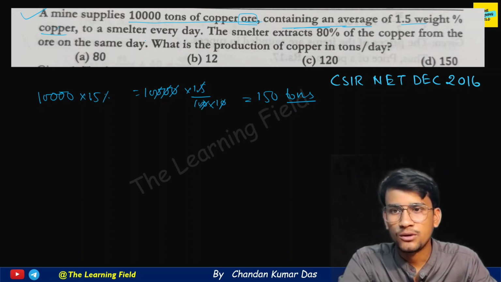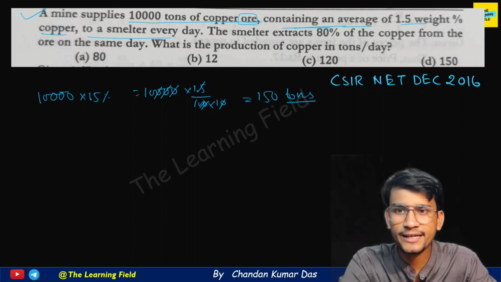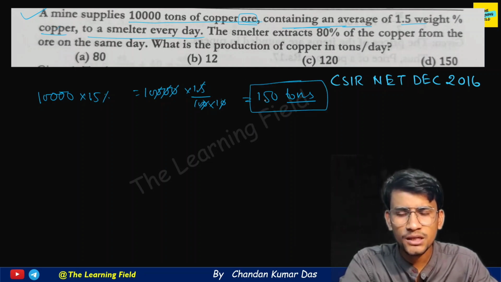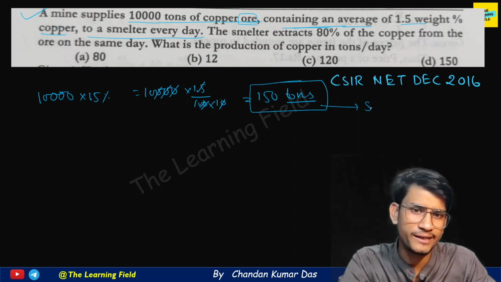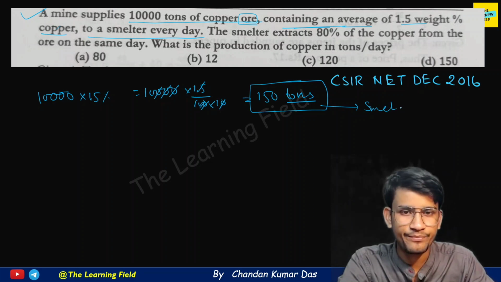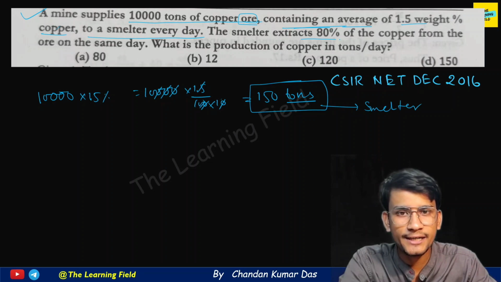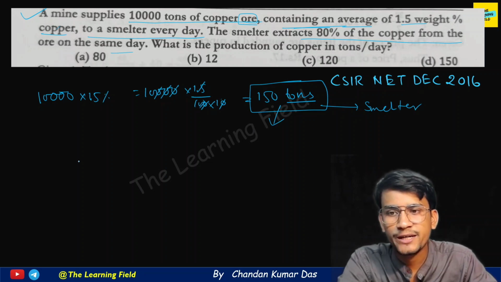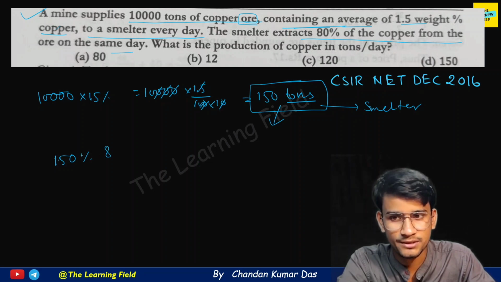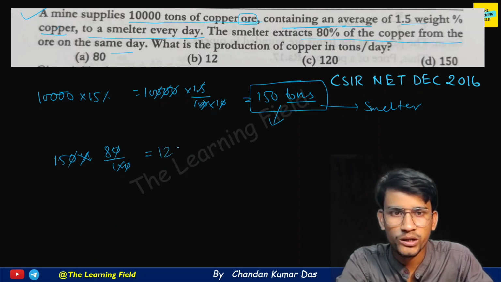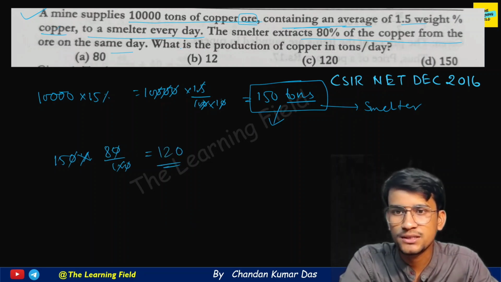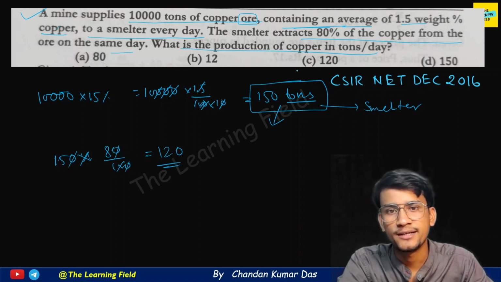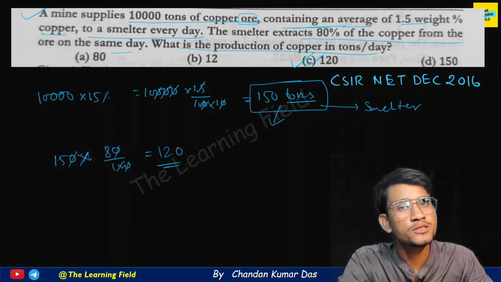Okay. Now, oh sorry, it says that to a smelter every day. So this 150 tons of copper goes to the smelter every day, and the smelter extracts 80% of copper from the ore on the same day. That means the smelter extracts 80% of pure copper, you can say. So 150 into 80% means 150 into 80 by 100, which is equal to 120. So it says the question, what is the production of copper in tons per day? So it is 120 tons per day.